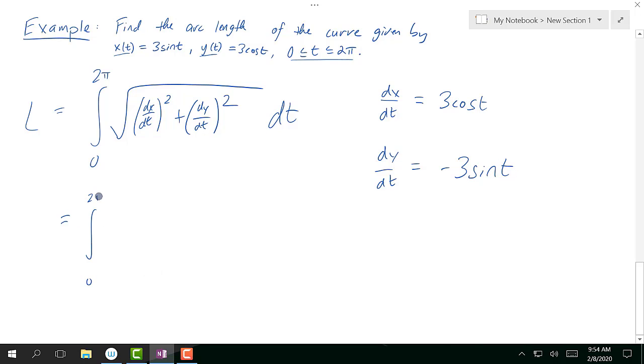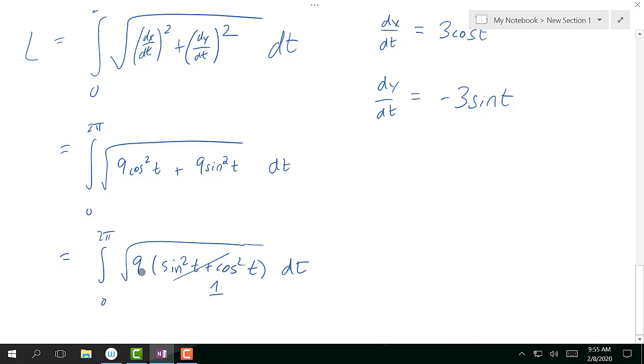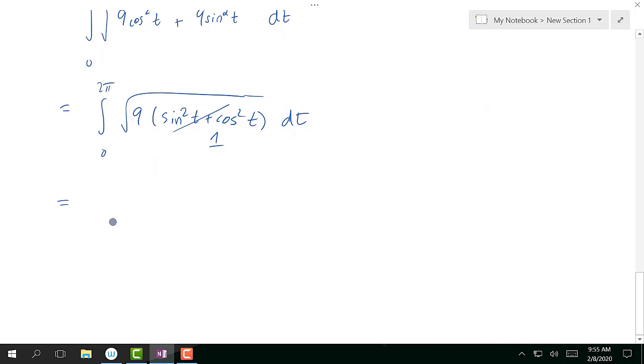Plugging this into our equation, we see that we have the integral from 0 to 2 pi of (dx/dt) squared, so we're going to get 9 cosine squared of t, plus (dy/dt) squared is going to be 9 sine squared of t, dt. So this is going to equal the integral from 0 to 2 pi, and we can factor out a 9. I'll write it this way: sine squared of t plus cosine squared of t dt. You'll recognize that this is just equal to 1. So we have 9 times 1, or 9. So all I'm doing is taking the integral from 0 to 2 pi of 9, which is really nice for us. So now we get 9t from 0 to 2 pi. So we're going to get 18.